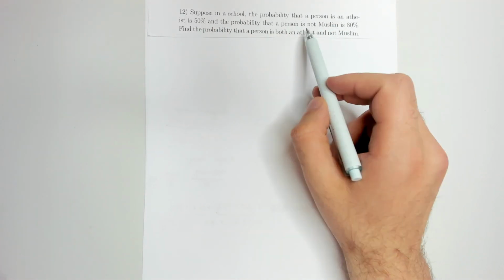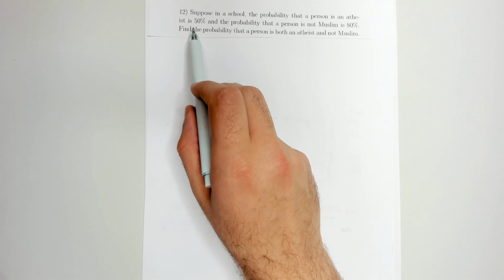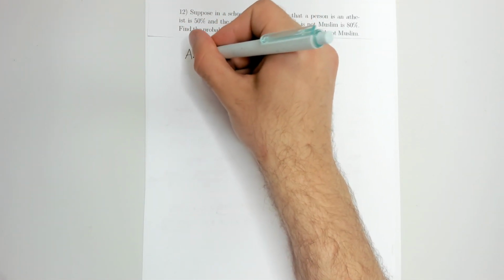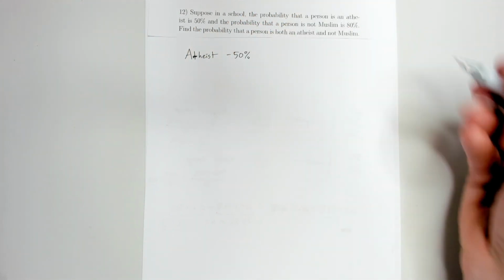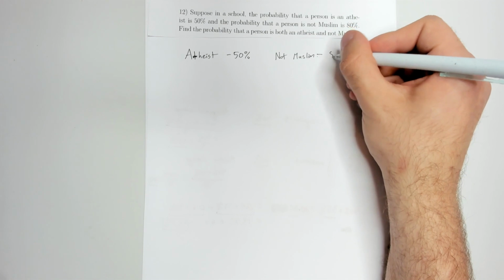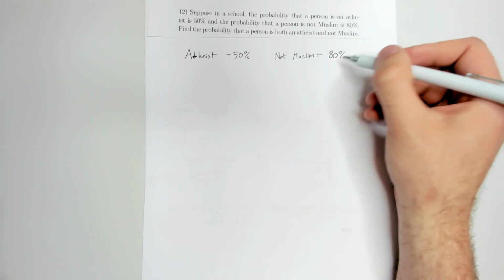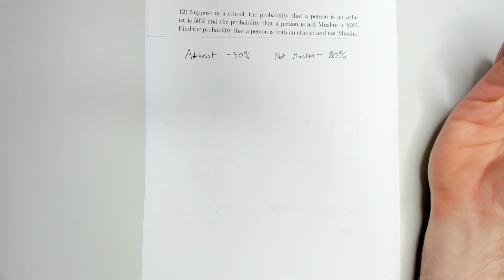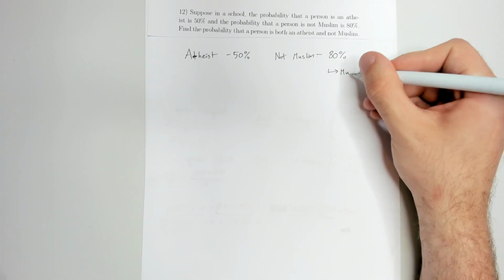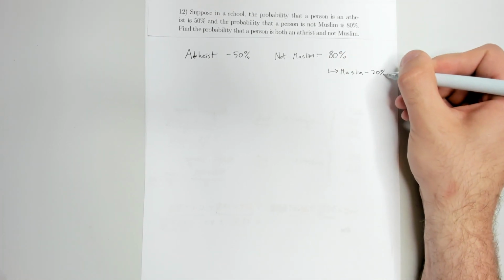Question 12. All right, here it is, question 12, final question. Proud of you for making it this far. Suppose in a school, the probability that a person is an atheist is 50%. So let's write that down. And the probability that a person is not Muslim is going to be 80%. So if the chance they're not Muslim is 80%, what's the chance they're Muslim? Well, it's going to be the complement of this, which is 20%, right? So 20% of the students are Muslim.